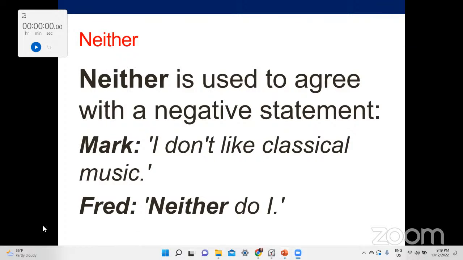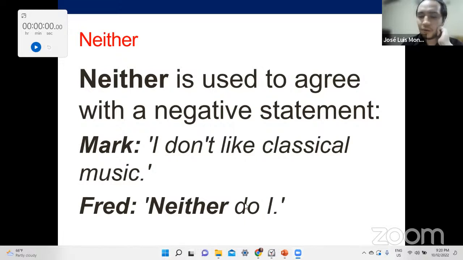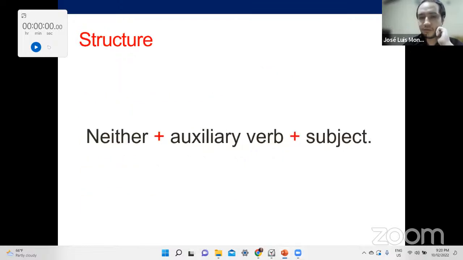Okay, neither. Neither is used to agree with a negative statement. Mark: I don't like classical music. Fred: Neither do I. Very good, right? It's what you told me. You only invert neither plus auxiliary plus I. And as Lucia reminded us, if you have the verb to be, only use the verb to be. This is the structure: neither, auxiliary verb, and subject.